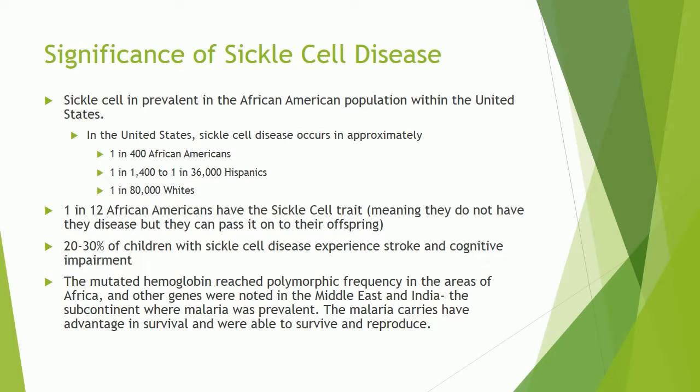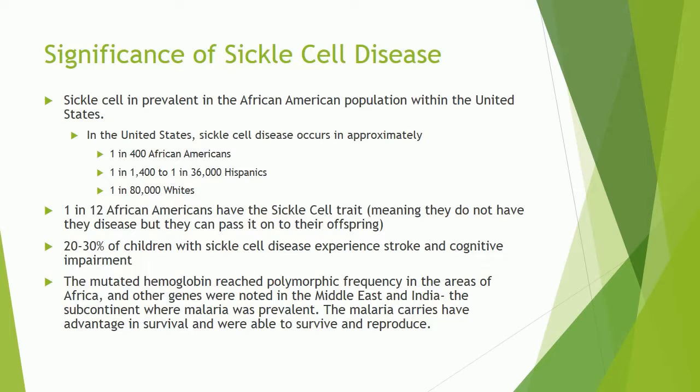Sickle cell is prevalent in the African American population within the United States. In the United States, sickle cell disease occurs in approximately 1 in 400 African Americans, 1 in 1,400 to 1 in 36,000 Hispanics, and 1 in 80,000 whites. Also, 1 in 12 African Americans have the sickle cell trait. 20-30% of children with sickle cell disease experience stroke and cognitive impairment.